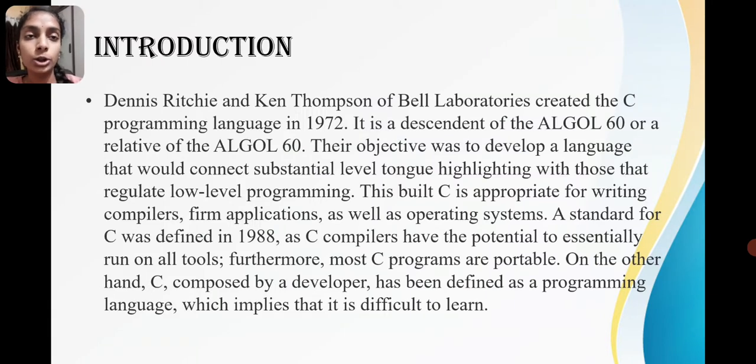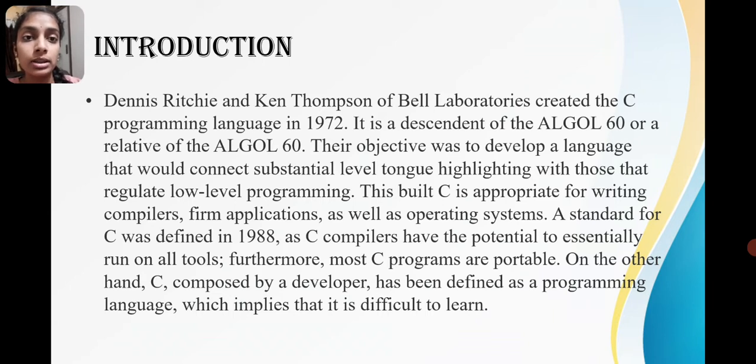Introduction. Dennis Ritchie and Ken Thompson of Bell Laboratories created the C programming language in 1972. It is a descendant of ALGOL 60. Their objective was to develop a language that would connect high-level language with those that regulate low-level programming. This makes C appropriate for writing compilers, firmware applications, as well as operating systems.